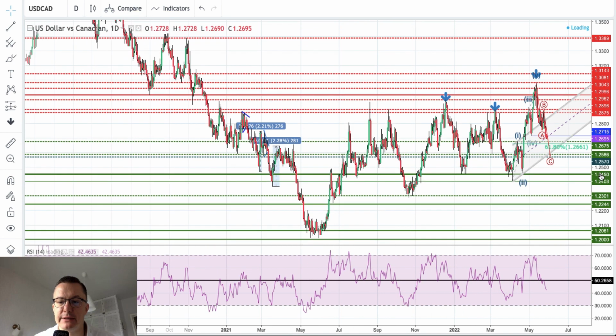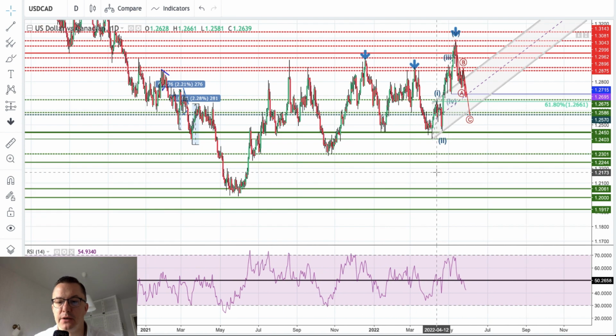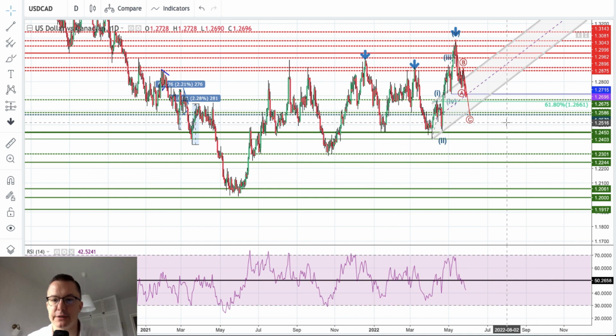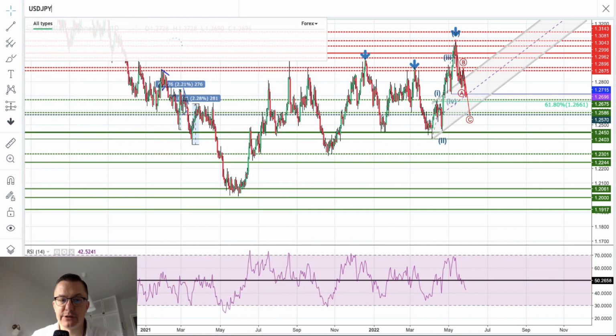From the higher perspective, nothing serious happened. We just have the local higher high. However, this move here doesn't look like a continuation of any kind of trend. It looks like a typical move to the upside inside of the range on the bigger range. So no change in the bigger outlook for the US dollar to the Canadian dollar. US dollar to the Japanese yen.